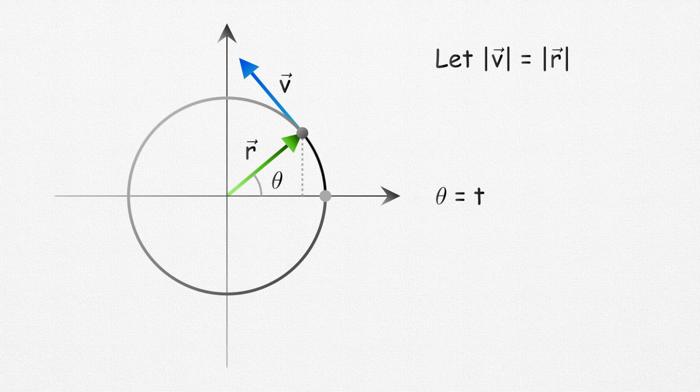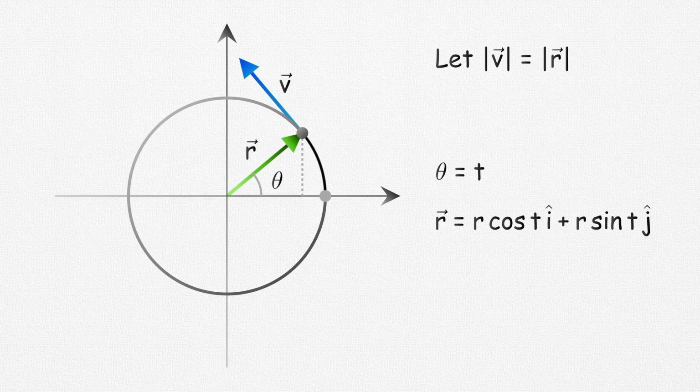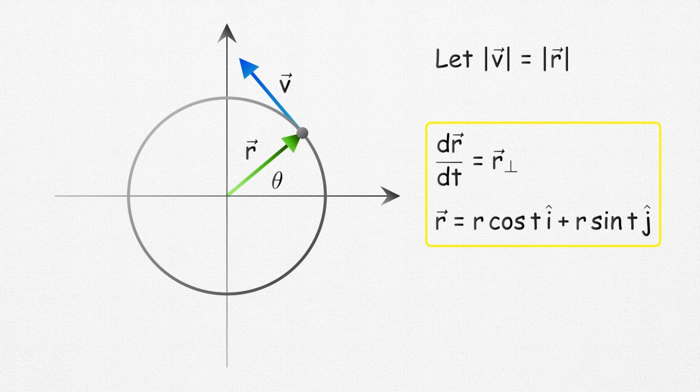Now, consider this right-angled triangle. The position vector can be expressed in terms of the x and y coordinates, given by the base and height of this triangle. This can also be represented using the unit vectors along the x and y-axis. And look at that. We've already found the solution to this differential equation without using calculus at all.